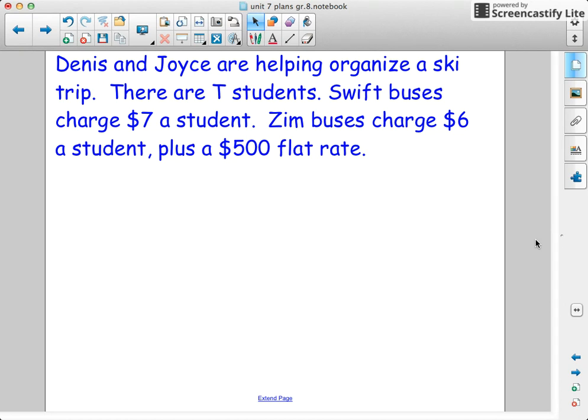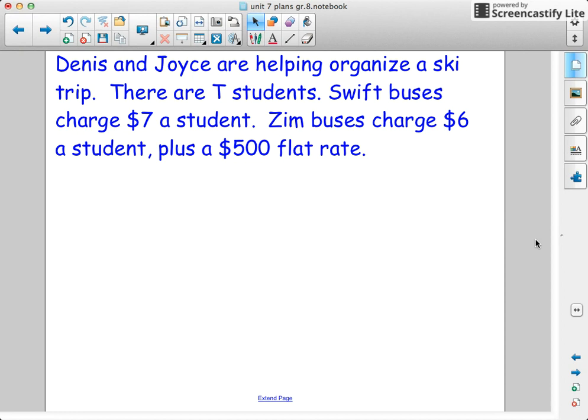So there's two different equations we're going to do on this first question. Dennis and Joyce are helping organize a ski trip. There are T students, so that's my variable, an unknown amount of students. Swift buses charge $7 a student. Zim buses charge $6 a student plus a $500 flat rate.